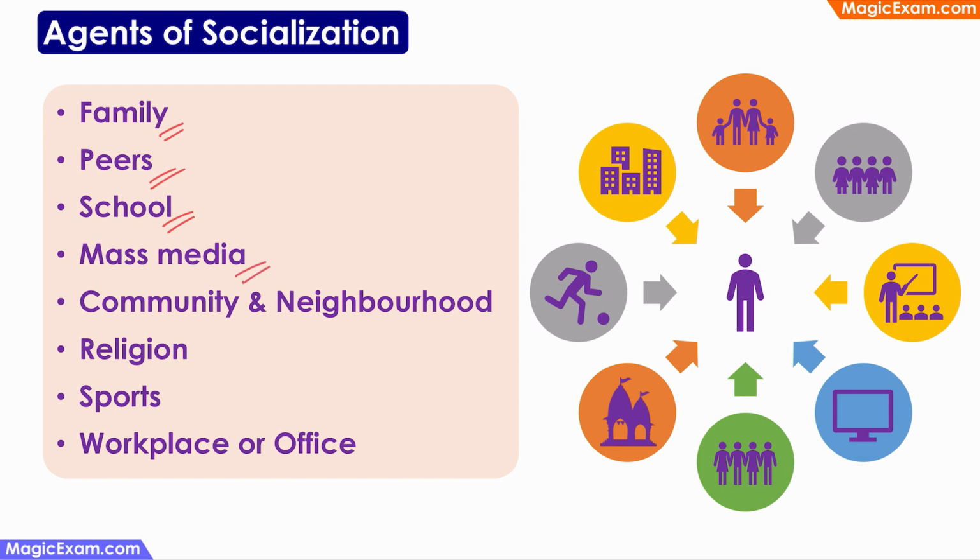Then it can happen when the child is watching something on mass media. It can happen through interactions with the community or with the neighborhood. It can happen through the religious beliefs or the religious practices that the child is following. It can happen through various sports that the child is playing, or at a later stage in life, it can also happen at the workplace or at the office where the person is spending a lot of time. So these are the different agents of socialization for any person.